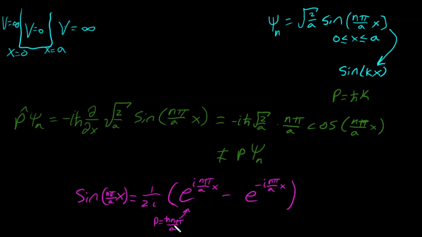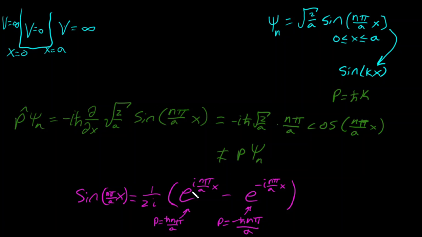Right? p equals ħnπ over a. That's our k value, nπ over a. Right? And ħk is momentum. And this wave function is a superposition of these two functions. This has a momentum p equals negative ħnπ over a. One's traveling in the positive direction, one's traveling in the other direction.